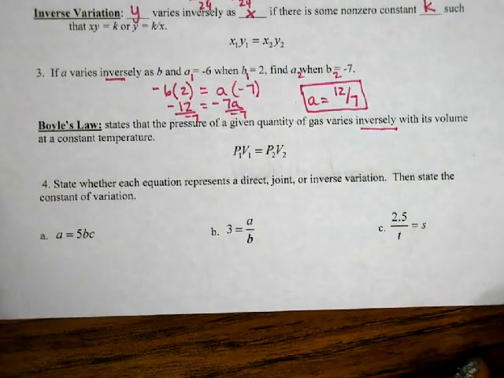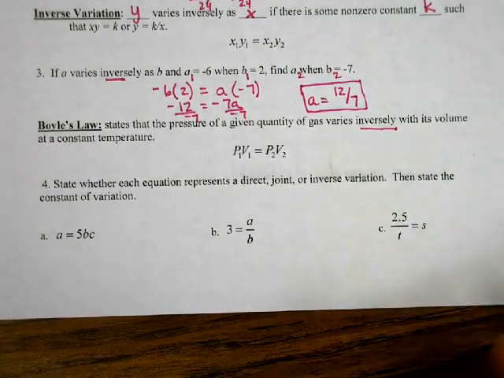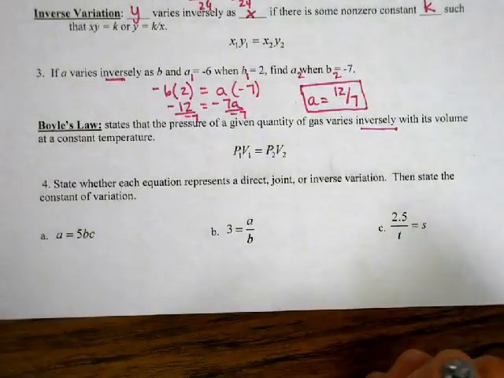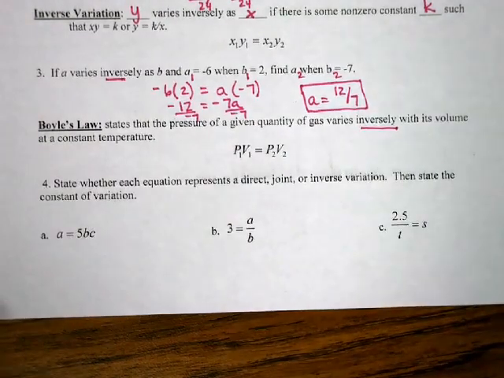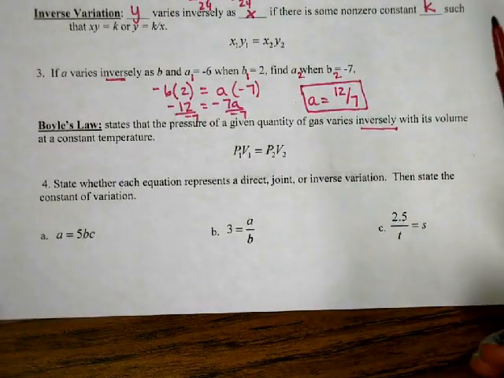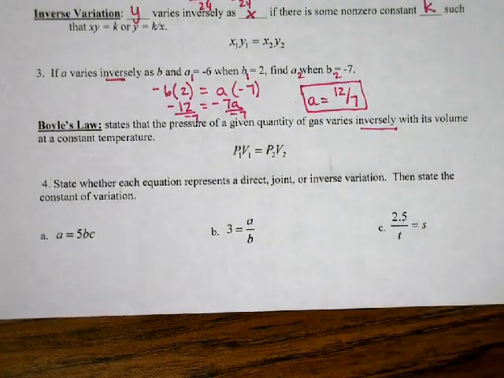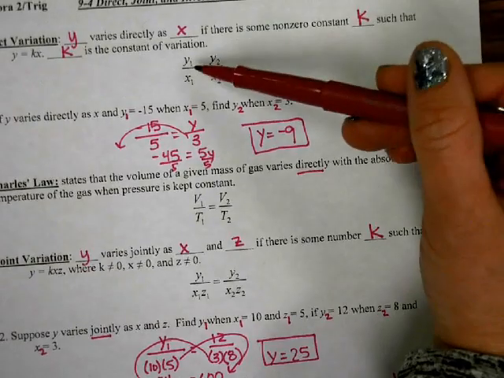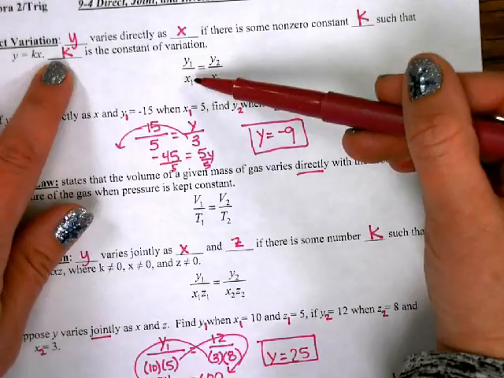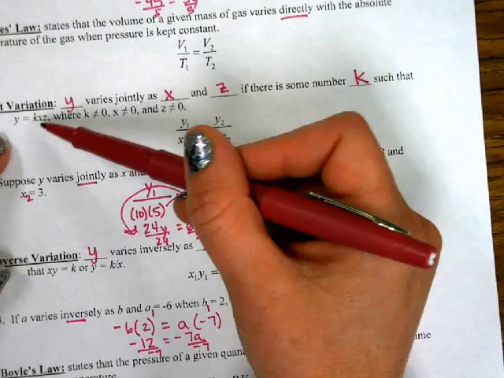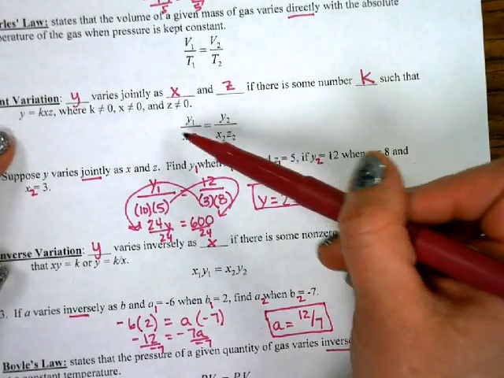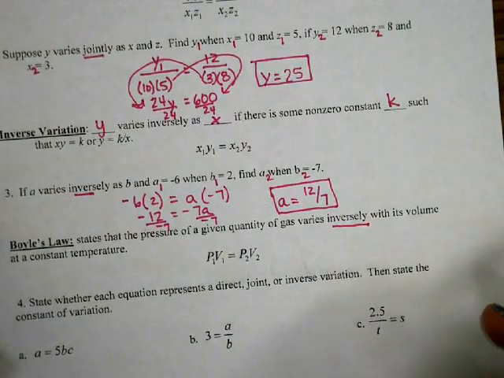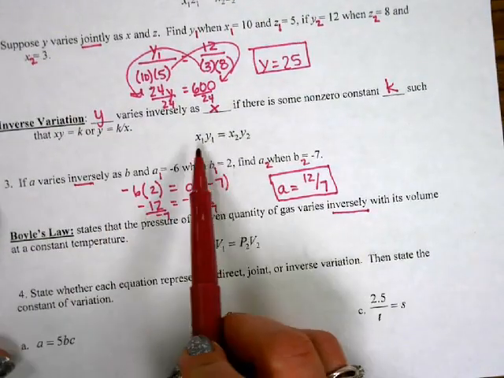Okay, number 4. State whether each equation represents direct, joint, or inverse variation, and then state the constant of variation. All right, well, look at the difference between the three of them. If we solve for k and get k, the constant, by itself, it's easier to see. So direct variation, if I solve for k, I'm dividing my variables. In joint variation, it's the only one with 3 variables, so I can solve for k and I'm dividing them there, or you can just look for more than 2 variables. And then finally, in inverse variation, I'm multiplying my variables.